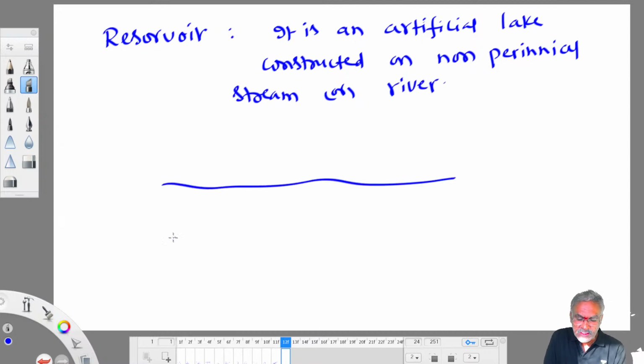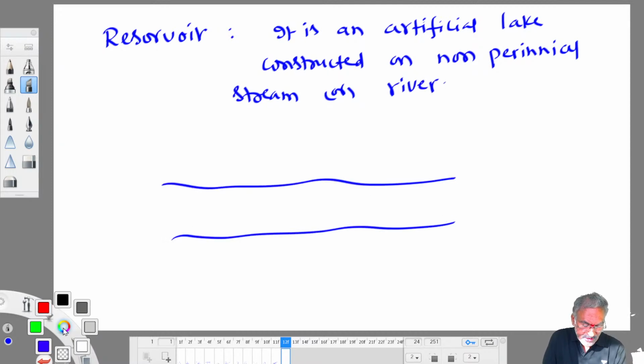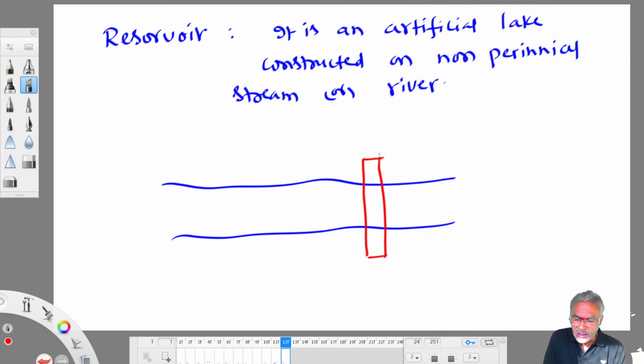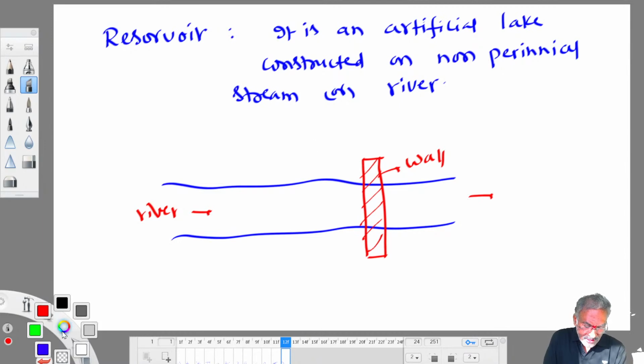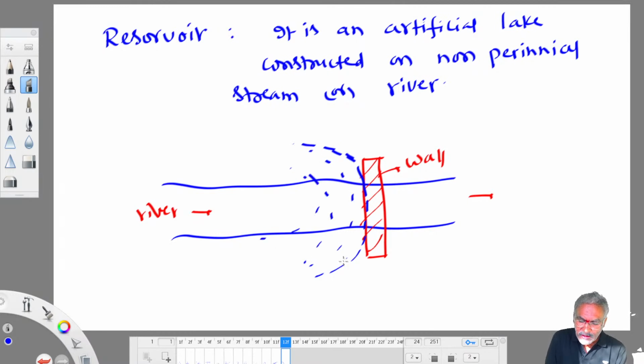So a river is flowing which is non-perennial. In the rainfall season, you will find more water. Therefore what we do is stop the water by constructing a wall across it. When you construct a wall across the flowing river, a large pool of water is created on the upstream side of the wall. This is known as a reservoir.